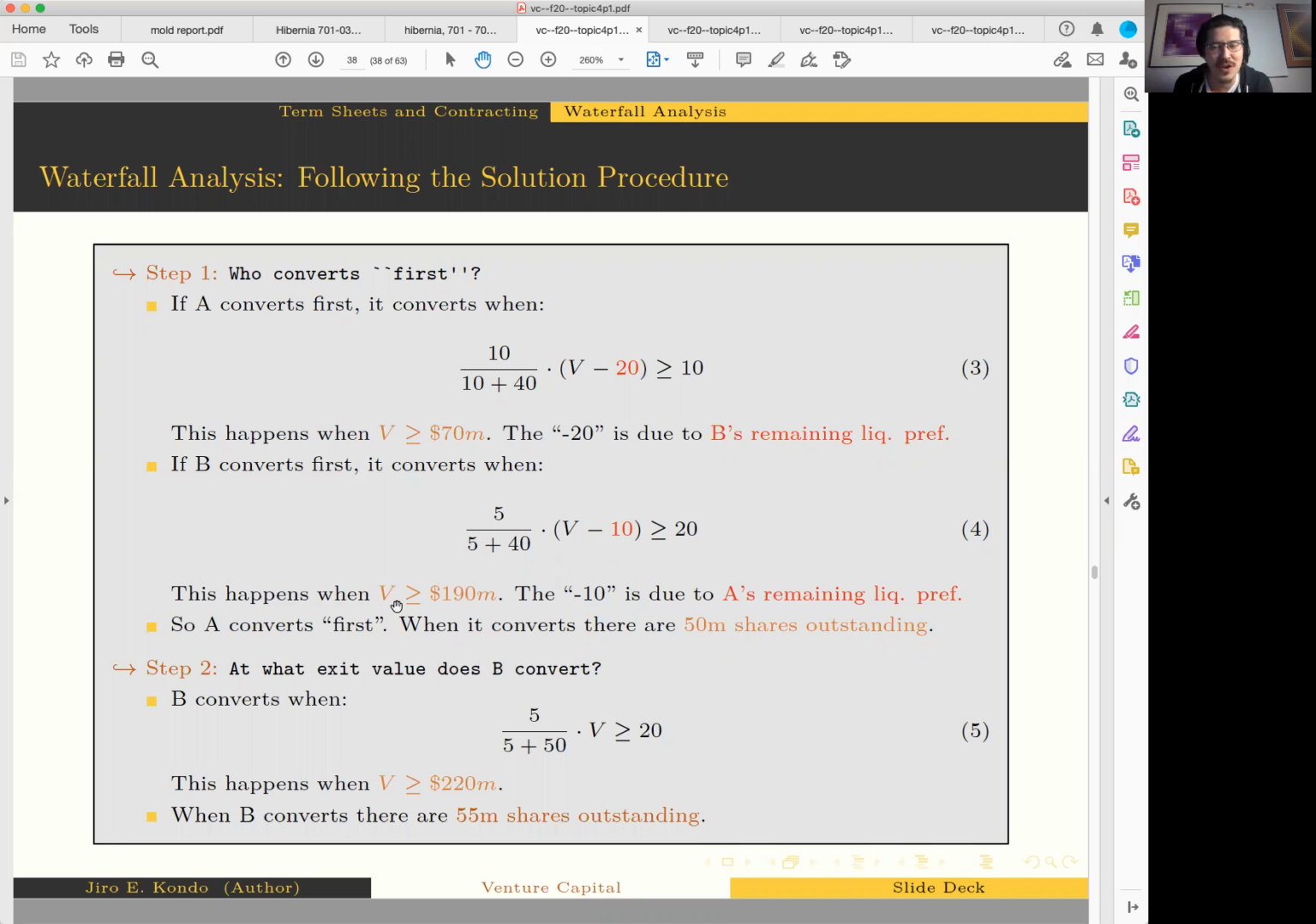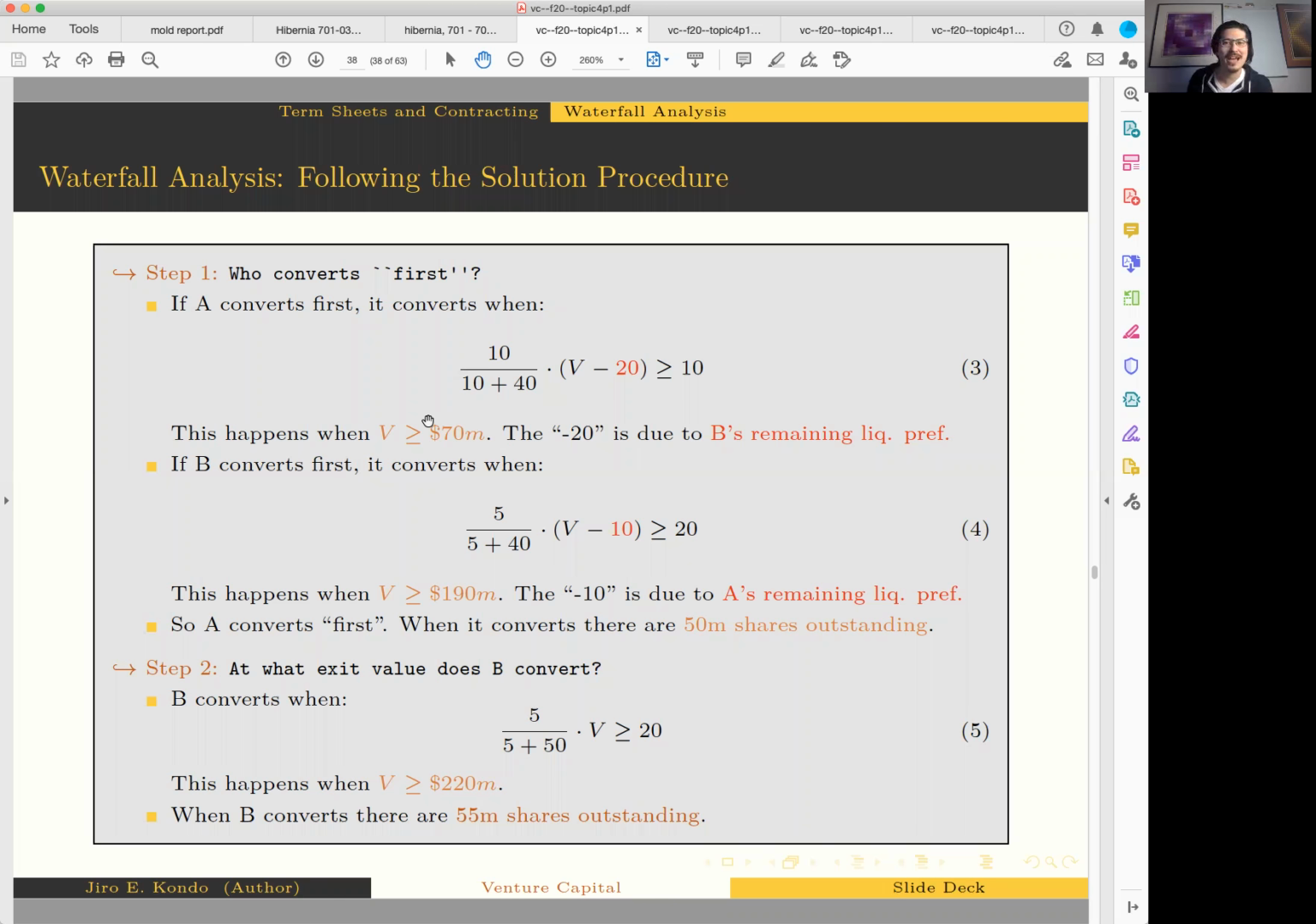So which one actually converts first? Series A or Series B? I think Mike said Series A. I said A, yeah. Okay, A, yes. That is correct, because they cannot be converting first at 190, because A has already converted at 70. So we know who converts first. It's A. When do they convert? At 70 million exit value. Totally logically sound. So far, so good?